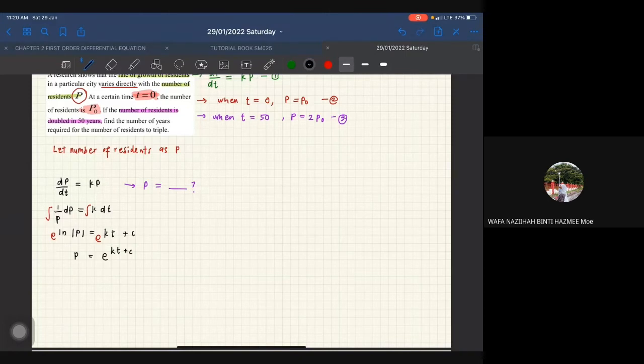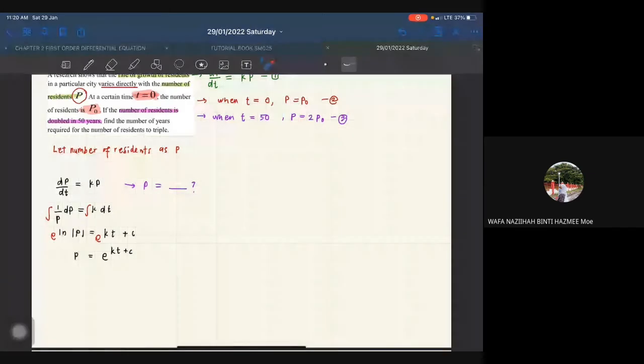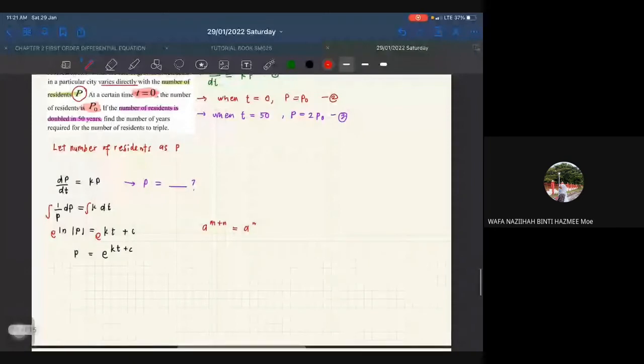Contoh. Okay. Kalau ingat balik dulu kita belajar dekat SEM 1, rules of indices. Okay, contohlah kalau awak ada a power of m plus n, dia akan jadi sama dengan a power of m times a power of n. So kita akan gunakan this rule dekat sini. Okay, so kita nak pecahkan power kt dengan c tu. Okay, so bila kita pecahkan, kita akan dapat e power of kt multiply with e power of c.